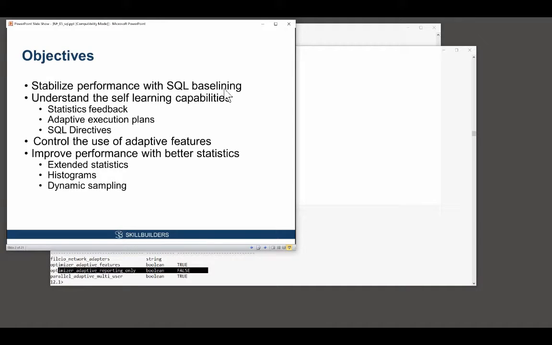We began with stabilizing performance of SQL baselining. Absolutely critical. In early releases of 11, perhaps not reliable, may have had some problems. Later releases stabilized, but it's a huge amount of work. It blocks all changes, intentional or accidental.